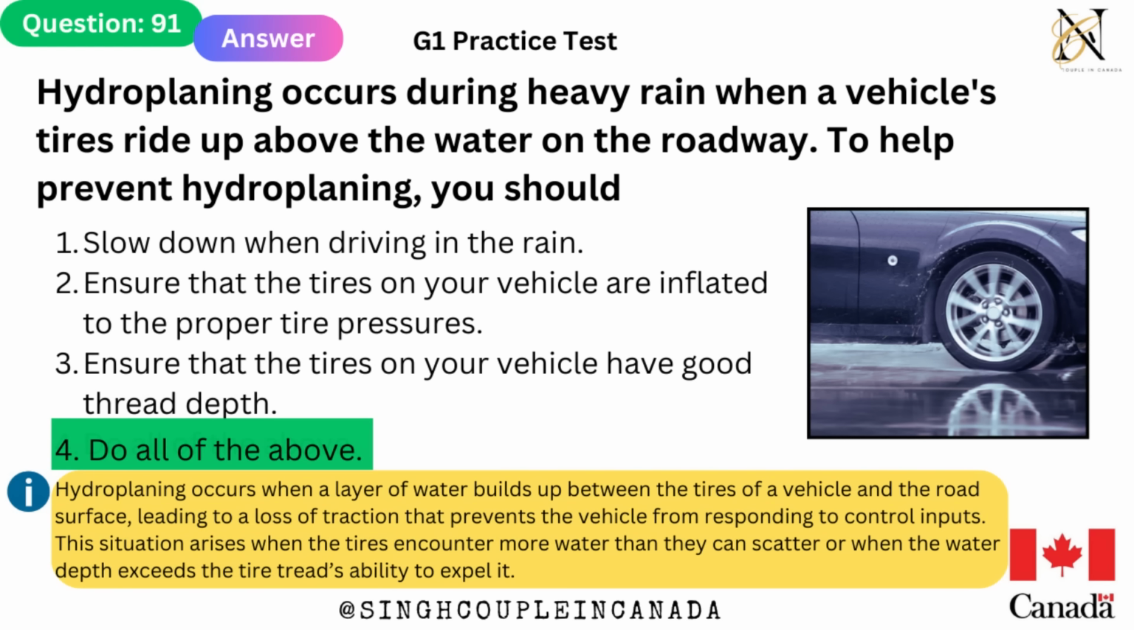Hydroplaning occurs when a layer of water builds up between the tires of a vehicle and the road surface, leading to a loss of traction that prevents the vehicle from responding to control inputs. This situation arises when the tires encounter more water than they can scatter or when the water depth exceeds the tire tread's ability to expel it.